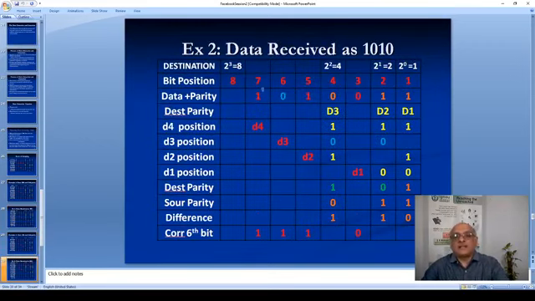Now data and parity are transmitted. Unfortunately, this time an error is introduced in the 6th bit position. Data is received as 1010, right? So is there any error? D4 once again contributes to this. D3 contributes to P3 as well as P2.